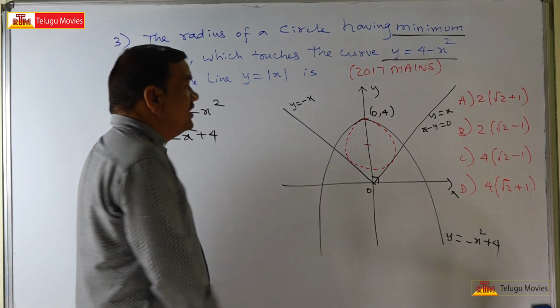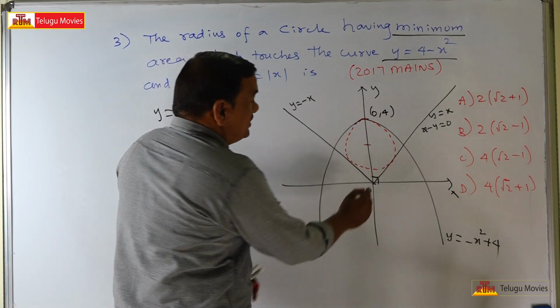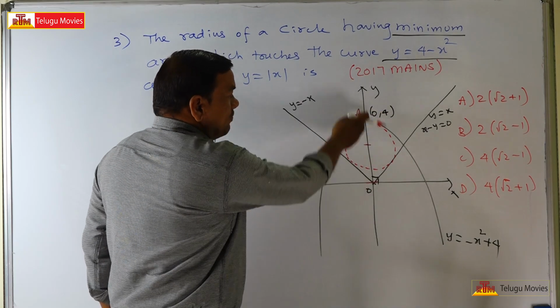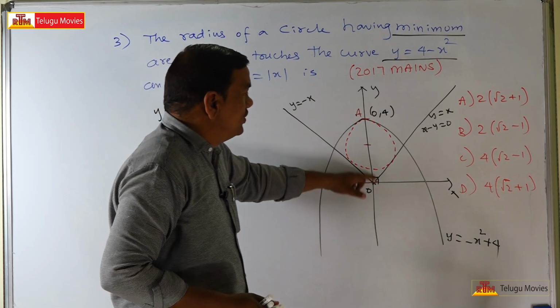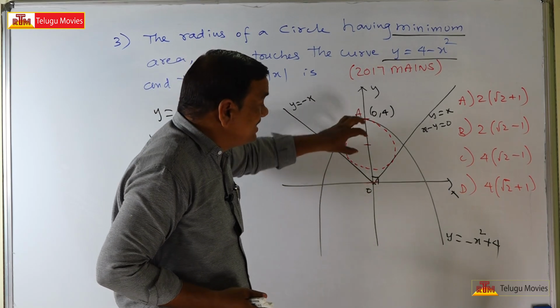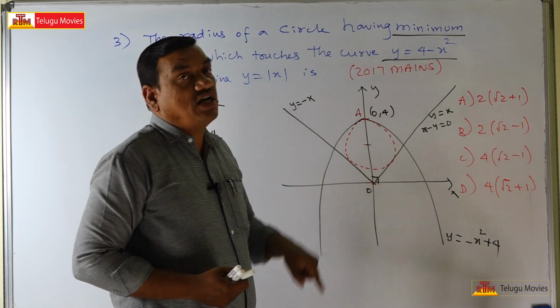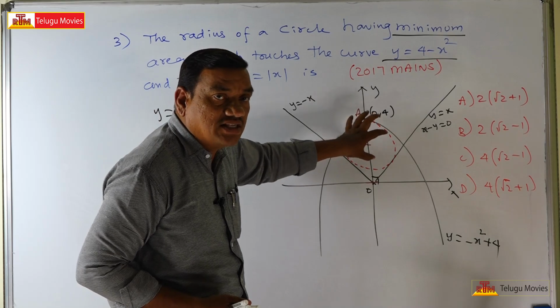See here, he is asked to find out the radius of the circle. From 0 to a, what will be the length? 4 units. Since the circle is inside that, your radius should be less than 4. The radius of this circle must be less than 4.